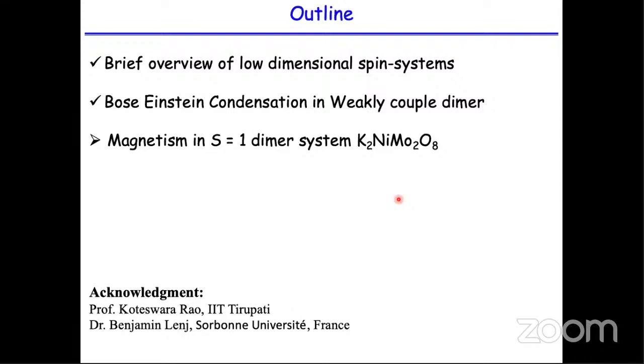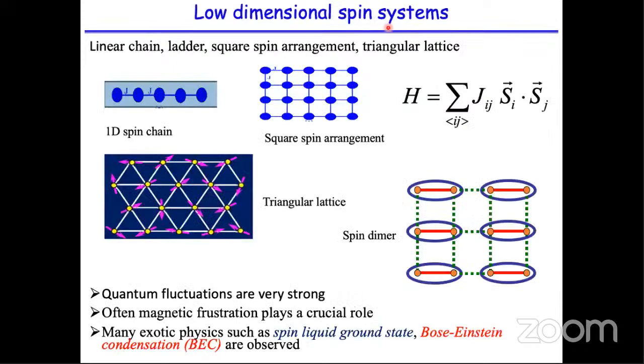Before proceeding to the talk, let me acknowledge my collaborators for this work: Professor Koteswar Rao from IIT Tirupati, who did the experimental part of this work, and Dr. Benjamin, who is my former colleague at École Polytechnique, and now assistant professor at Sorbonne University in France. So let me start the talk by giving a very brief introduction to low dimensional spin systems. Low dimensional means low dimension in the spin state, which implies that if you consider this Heisenberg model, you have this exchange interaction between the nearest neighbor spins, Jik.